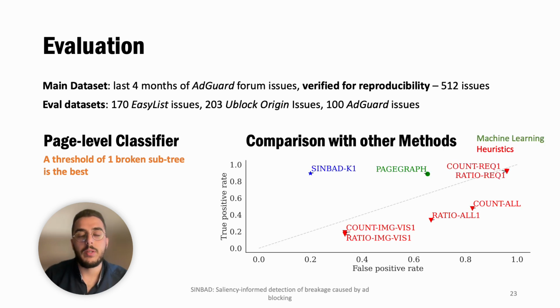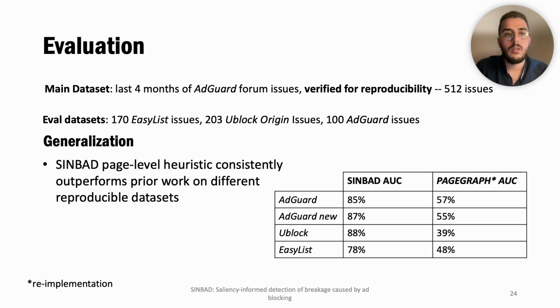By comparing to other methods, we find that SINBAD achieves very low false positive rates compared to the heuristics used in the literature and the page graph by Smith et al. We also evaluate the generalization of SINBAD over many different datasets to verify that the performance improvement is consistent and not dataset dependent.